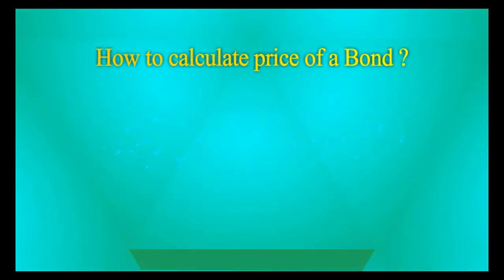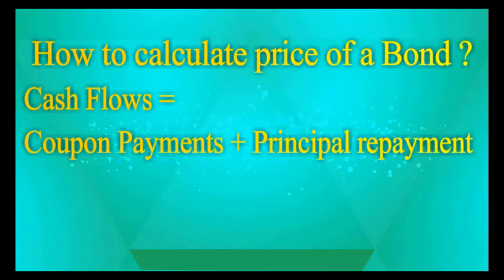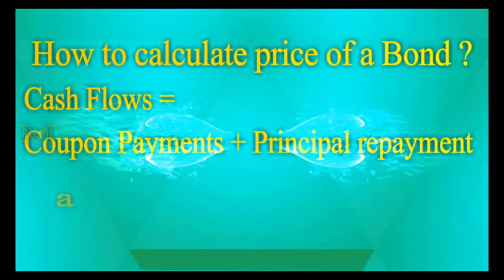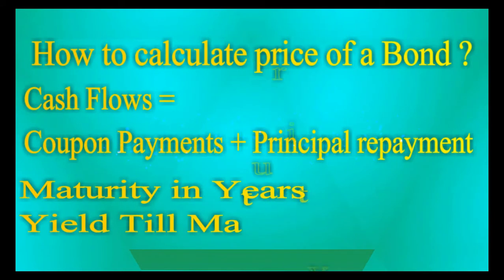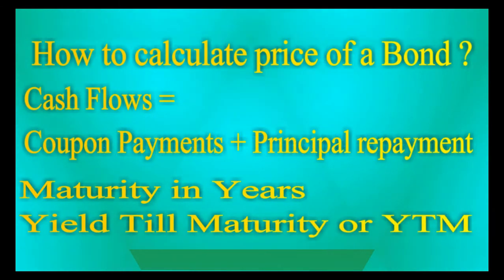Now let us see how to calculate the price of a bond. To do this we need the cash flows associated with the bond, the maturity of the bond in years, and finally the yield to maturity, or YTM, of the bond as a discount rate.